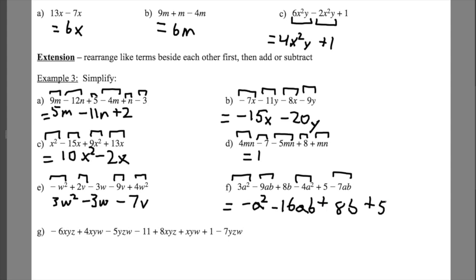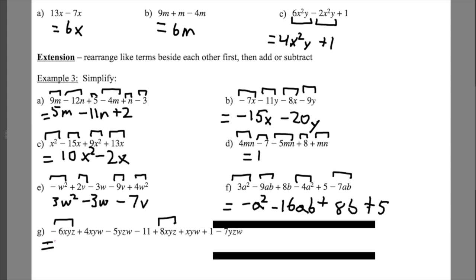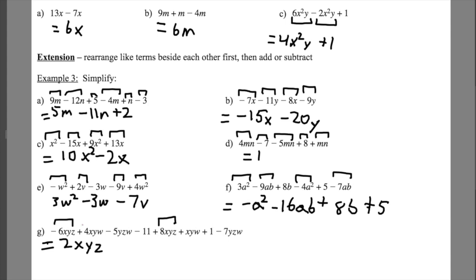All right, we're going on to G. From here, there's a lot of letters, so we need to be aware of what we're putting together. Here we have negative 6xyz. You have 8xyz over here. So when you put those together, you're going to get positive 2xyz. And then for the next one, we have 4xyw.